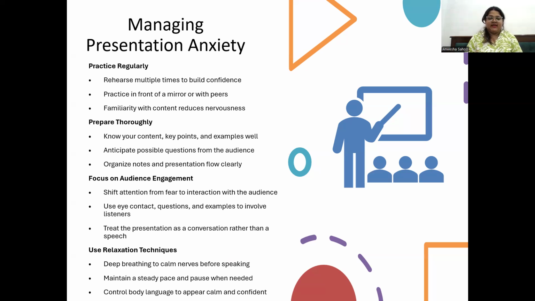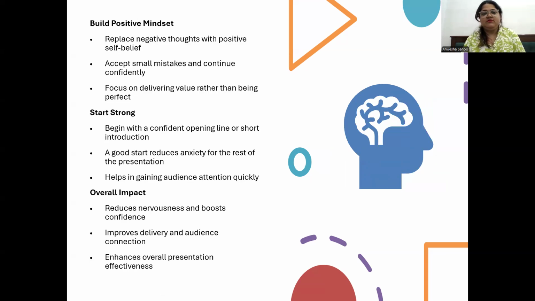Also, use relaxation techniques. Do a deep breathing exercise to calm nerves before speaking. Just have 5 rounds of deep breathing. One, two, one, two. So this will help you to relax your body. Maintain a steady pace and pause when needed. Control body language to appear calm and confident. Just relax yourself, close your eyes, take a deep breath, and start with your presentation. It will give you a relaxing, anxiety relief situation.